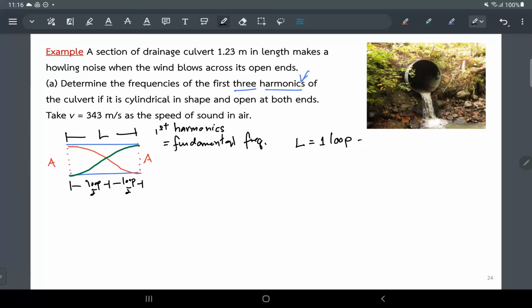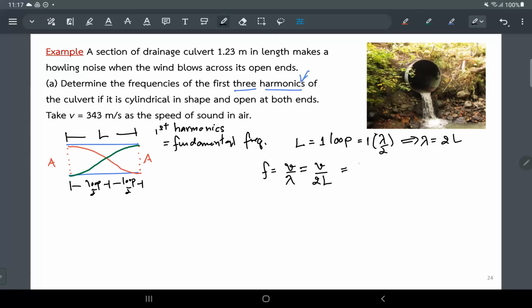But now we understand that the length of a loop is half of the wavelength. And that leads to lambda being twice the length of the tube itself. And the frequency is just the speed over wavelength. So you can now substitute the numbers in here if you like, or I can just rewrite this one first. Okay, so lambda is 2L.